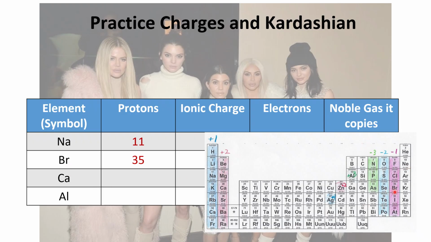Bromine is here, number 35. It has 35 protons. It wants to pick up 1 electron to be like krypton, so the noble gas it's trying to be like is krypton. Its charge will always be -1 because it'll have 36 electrons, just like krypton.